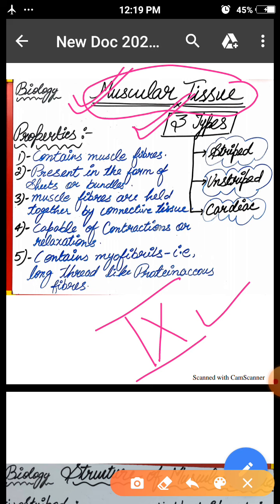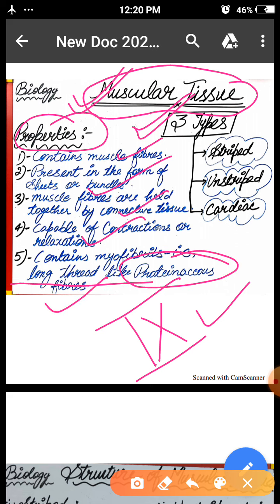If we talk about the properties of these muscular tissues, then these muscular tissues contain muscle fibers. They are present in the form of sheets or bundles. Muscle fibers are held together by the connective tissue, and they are capable of contraction or relaxation. They contain myofibrils, that is long thread-like proteinaceous fibers.